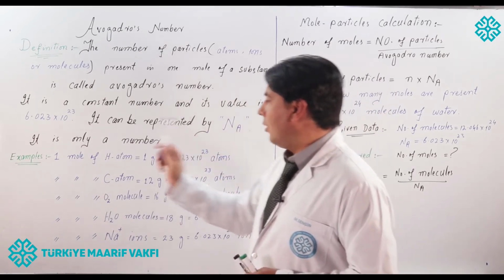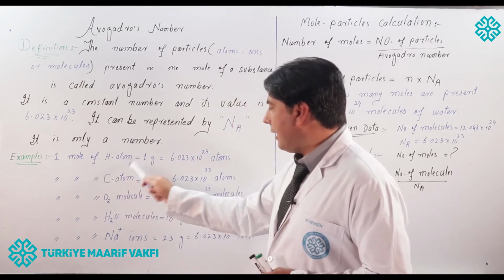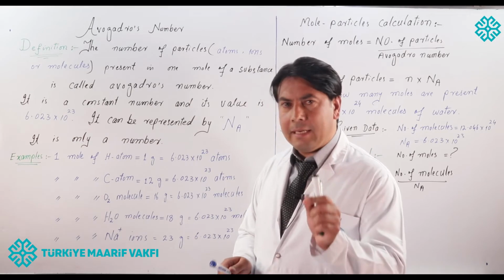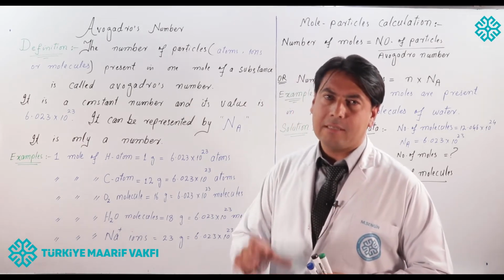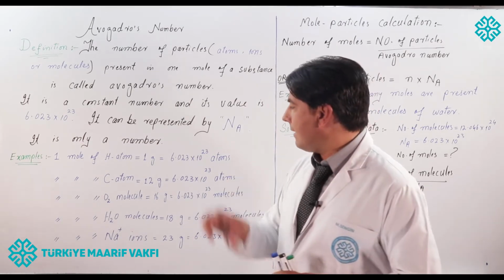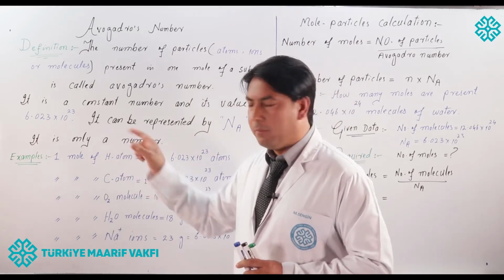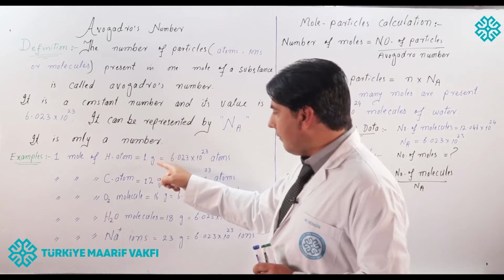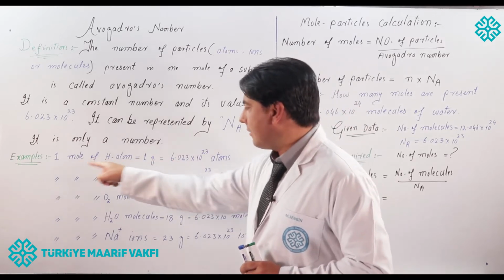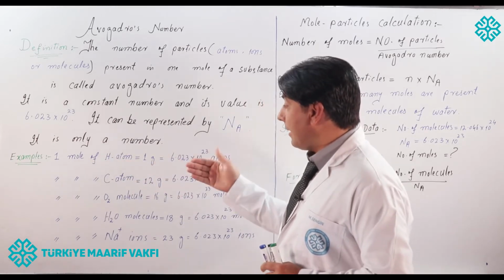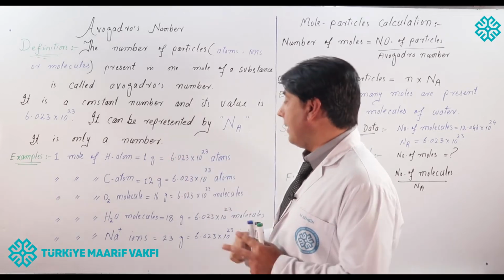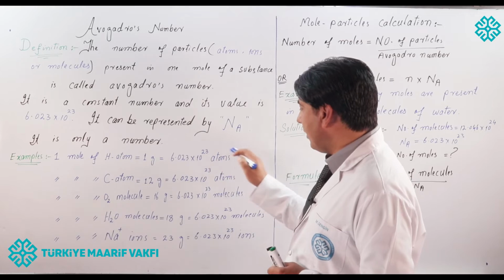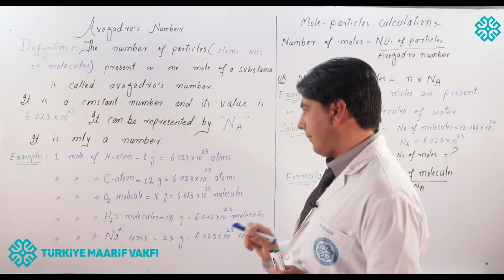For example, 1 mole of hydrogen atom is equal to 1 gram. We discussed that when atomic mass or molecular mass or formula mass is expressed in gram, then it is called a mole. So the atomic mass of hydrogen is 1. When we write it in gram, it is a mole. How many particles will be present in 1 mole of hydrogen atom? 6.023 multiplied by 10 power 23 atoms of hydrogen.